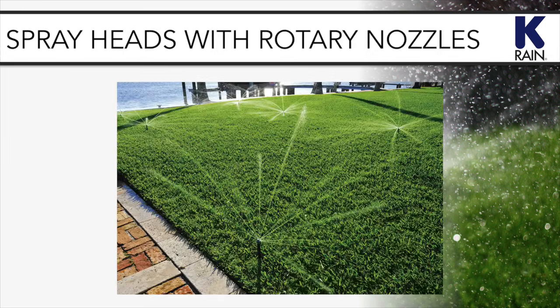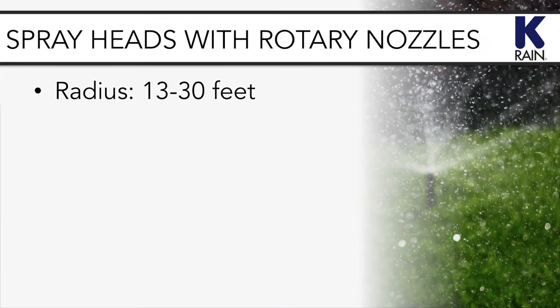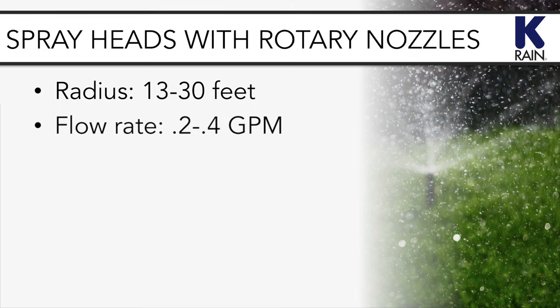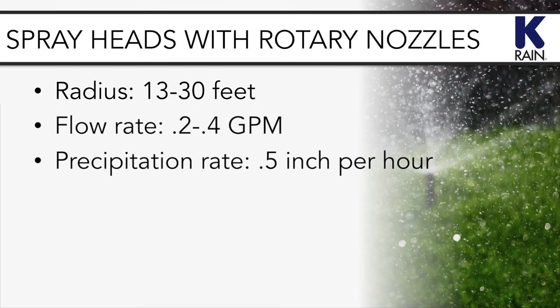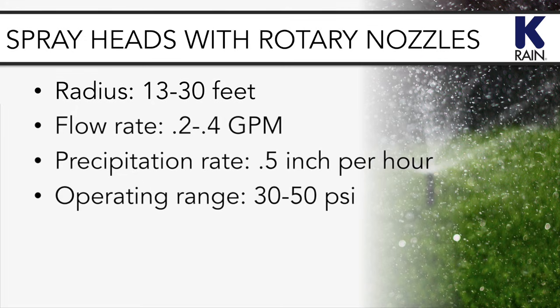Rotary nozzles are installed in spray heads and have the low precipitation rates of rotors, but work in smaller areas like fixed sprays. A rotary nozzle radius ranges from 13 to 30 feet, uses between 0.2 and 4 gallons per minute, and has precipitation rates around half an inch per hour. Rotary nozzles operate extremely consistently between 30 and 50 psi.